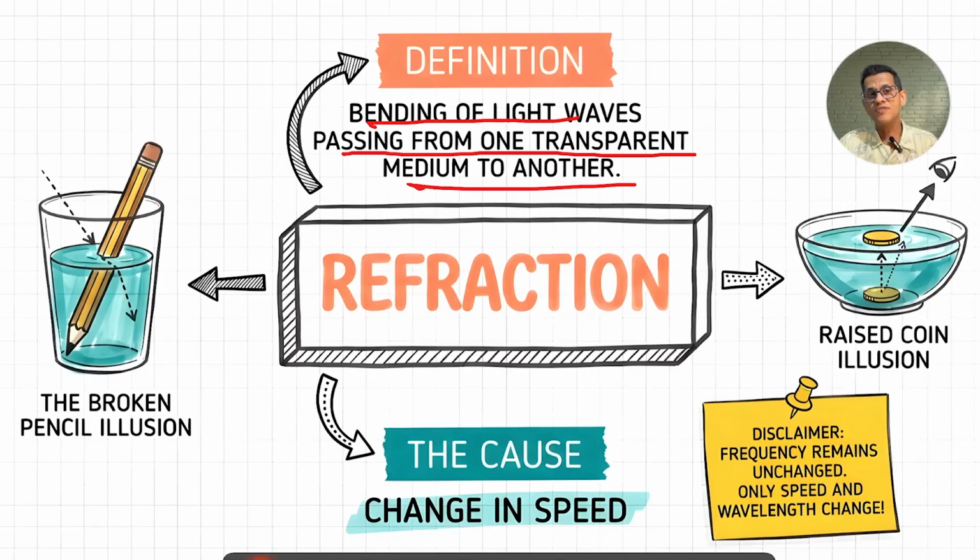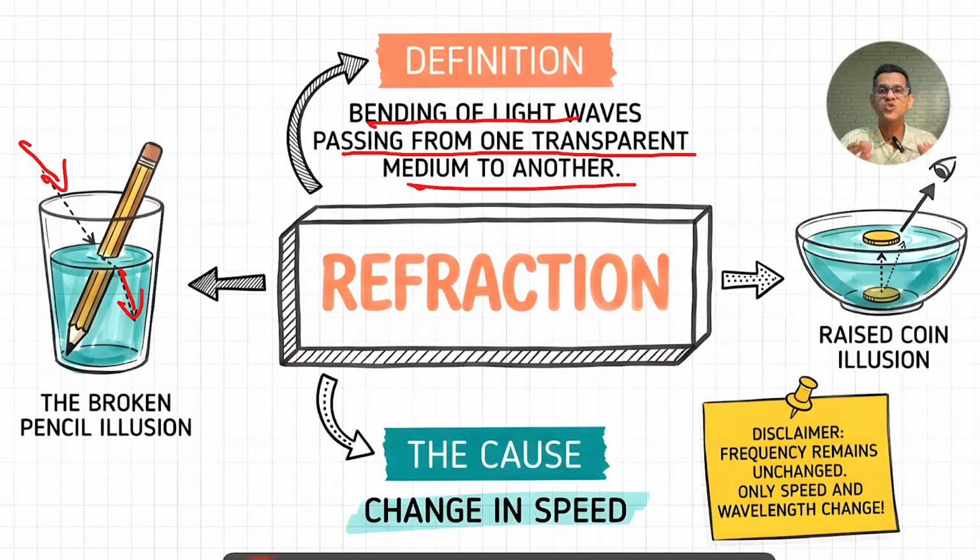But what if the light ray travels from one medium to another where the properties differ? For example, what if the light ray is traveling, as I've shown here, from air into water or water to air, the reverse way? In both such cases, you'll find that the light ray will not travel in a straight line, but it is going to bend. Now, this bending of light, or change in the direction of propagation of light as the light obliquely travels from one medium to another, is called refraction of light.